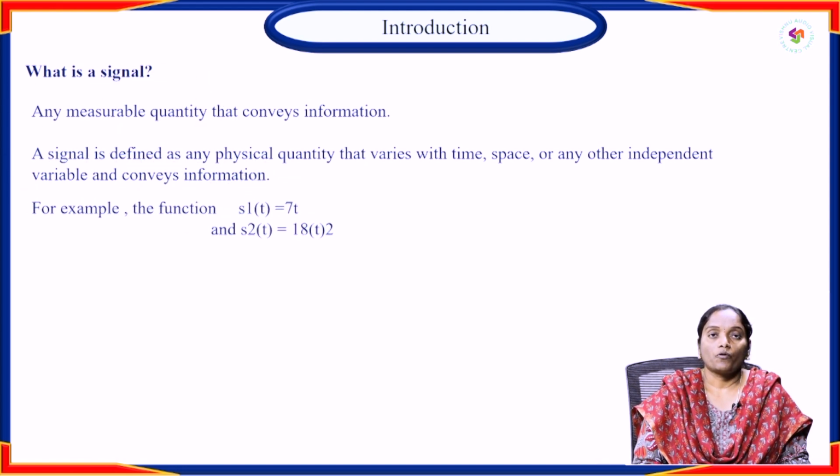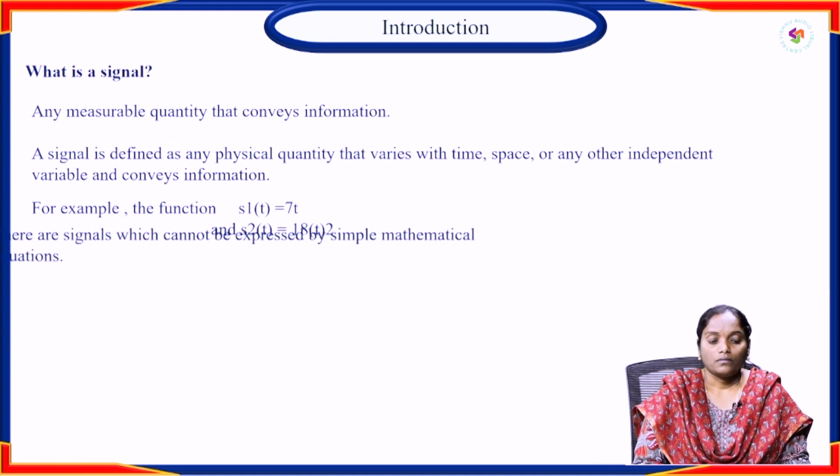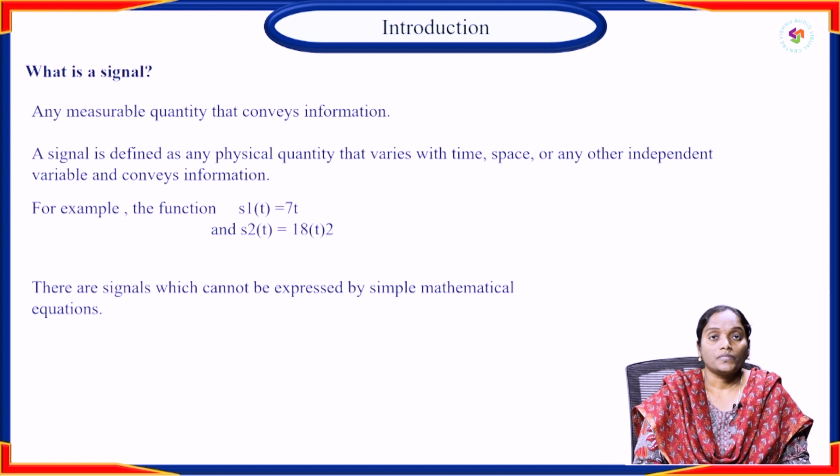Here I have provided an example, that is the function s1 of t equal to 7t, 7 into t, and the second signal s2 of t equal to 18 into t square. So these are the two signals represented in mathematical form. These two signals depend on the independent variable time. There are also some signals which cannot be expressed by simple mathematical equations.